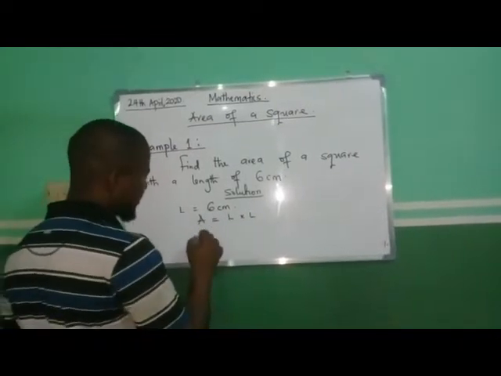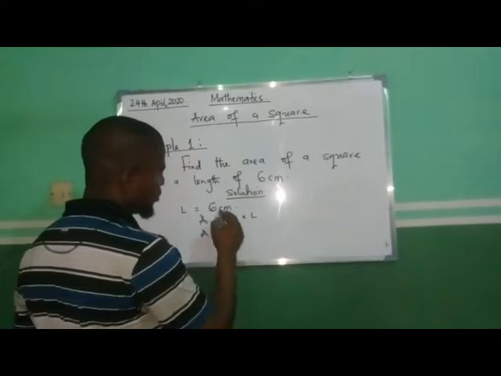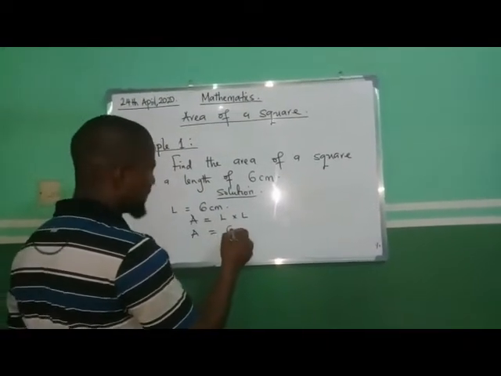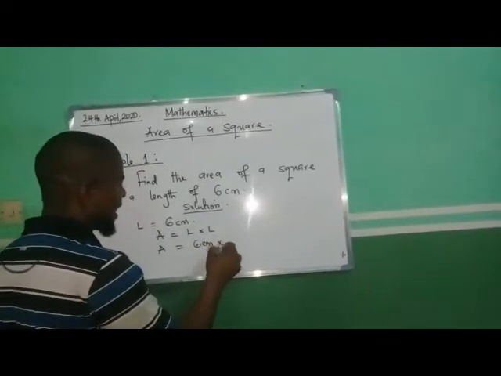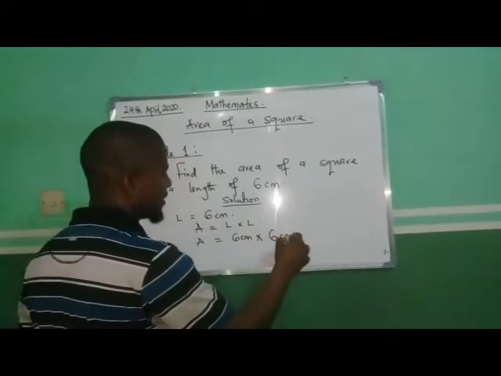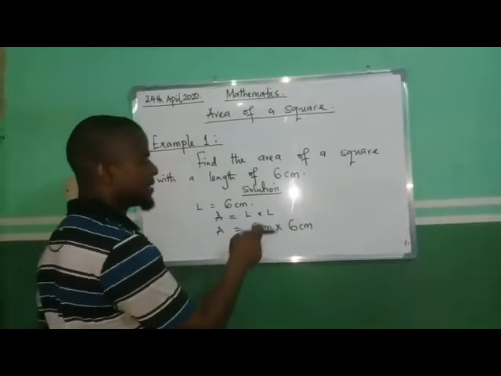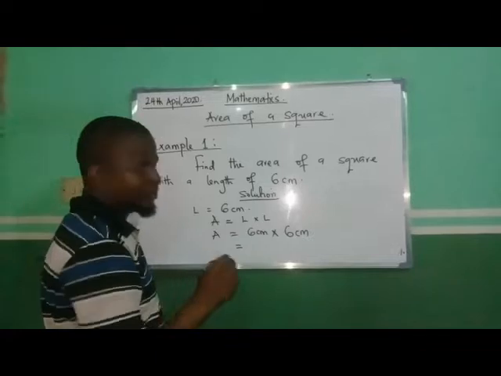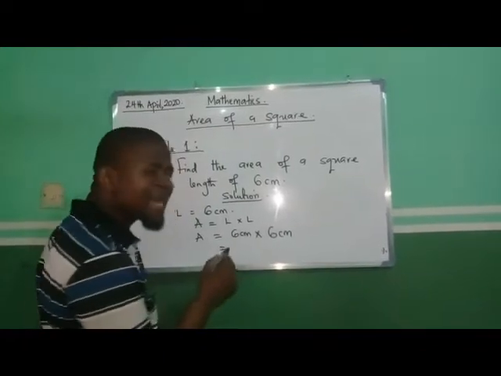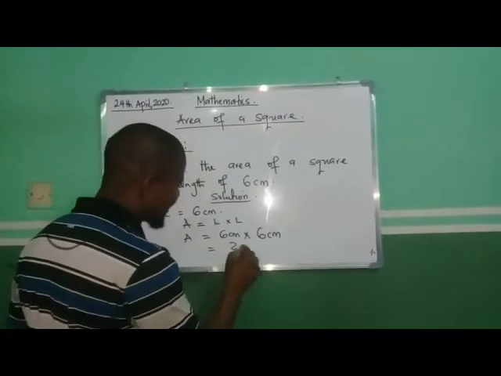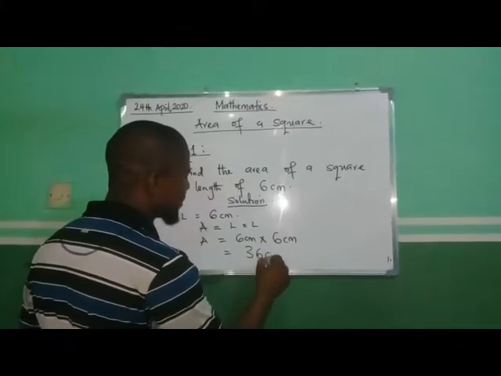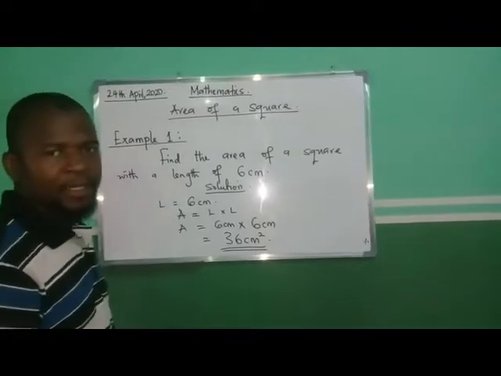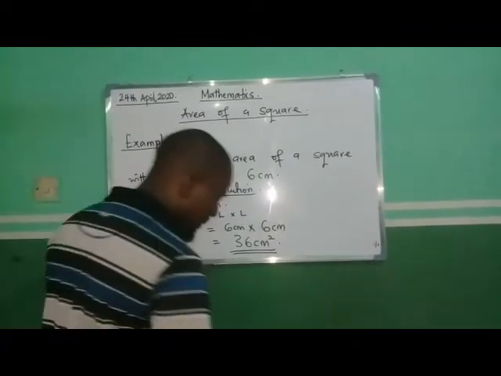And if you put this, you realize that the area is going to be what? Substituting the value for the length straight into the formula, I'll have 6 centimeters times another what? 6 centimeters. Meaning length times length, 6 centimeters times 6 centimeters. When you multiply this, you will get 6 times 6 is what? 36. Now centimeter times centimeter will give me what? Centimeters squared. I hope this is clear. Yes. Let's quickly take another example.